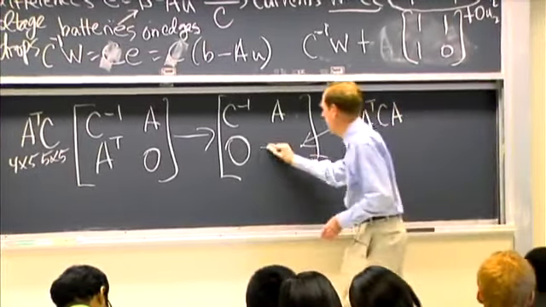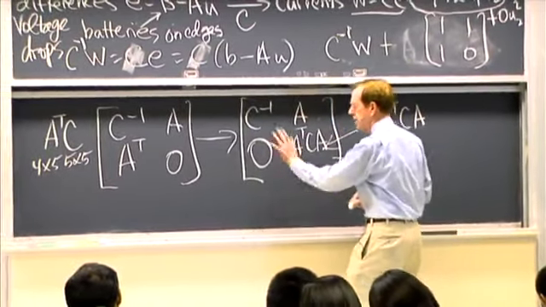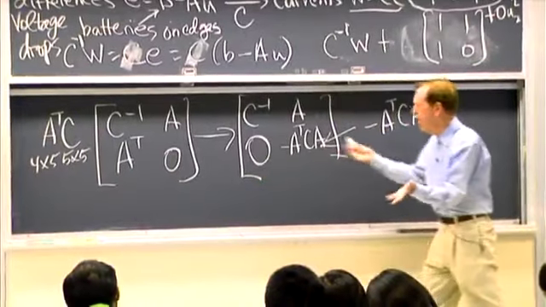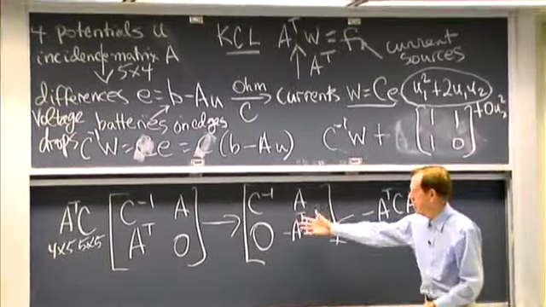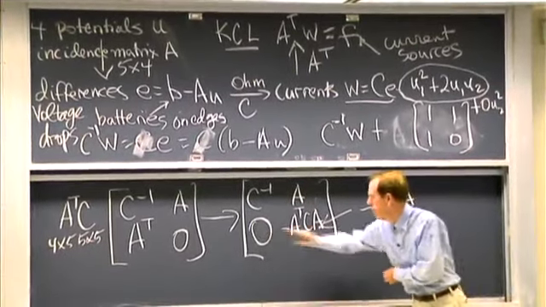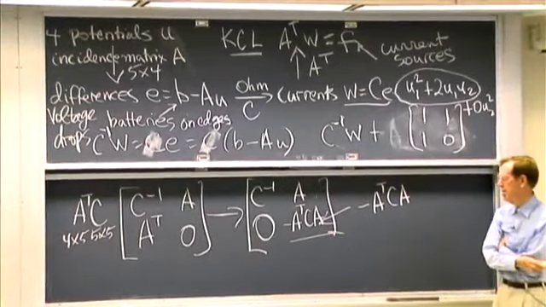Let me write it in there. Minus A transpose CA. So that matrix is exactly what comes from this one. It's exactly what we do when we eliminate W. That's what elimination is. I just eliminated W by getting a 0 there. And I got only an equation, but notice the minus.